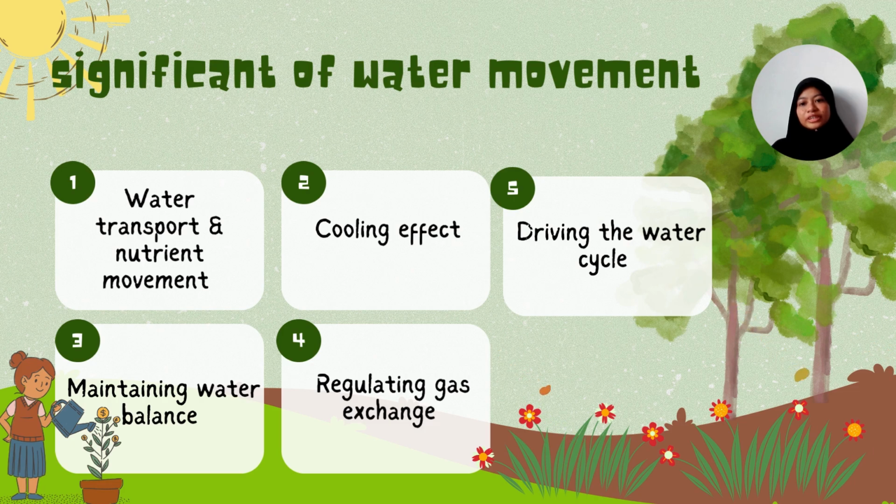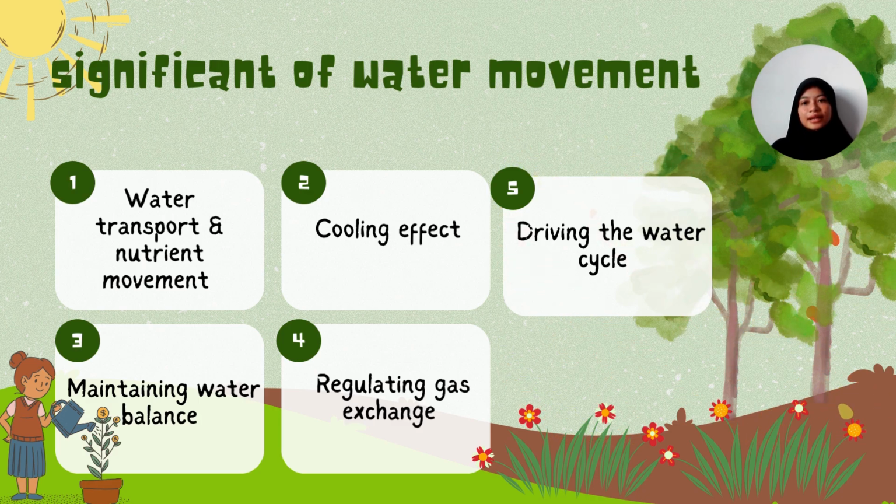The fourth significance is regulating gas exchange. As water exits the plant through the stomata, it creates a vacuum effect that helps regulate the opening and closing of stomata. This allows effective gas exchange, such as the intake of carbon dioxide for photosynthesis.